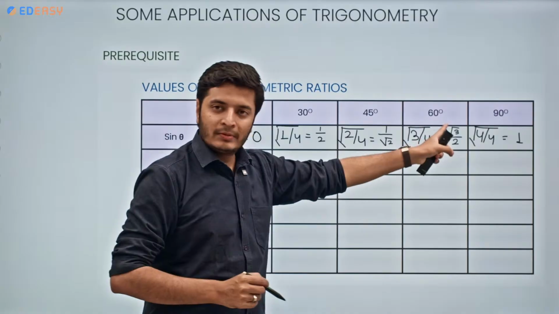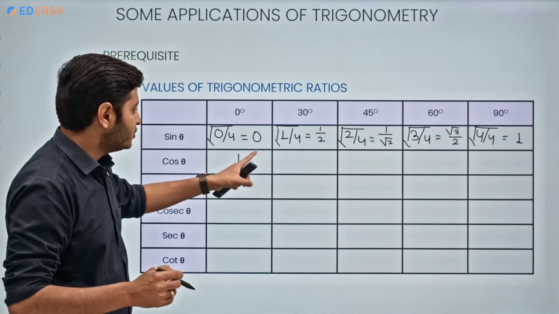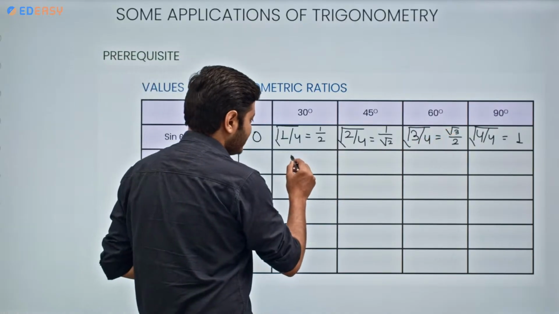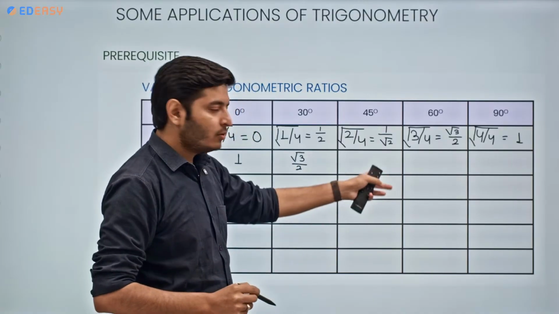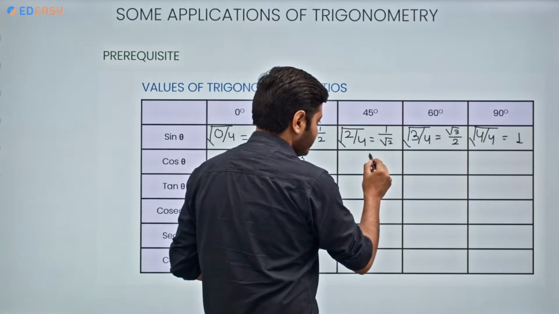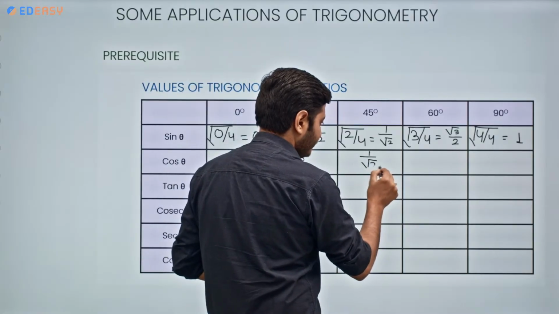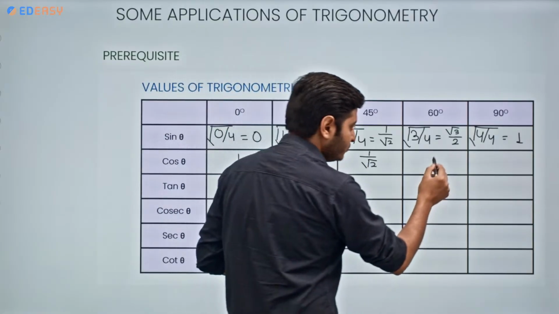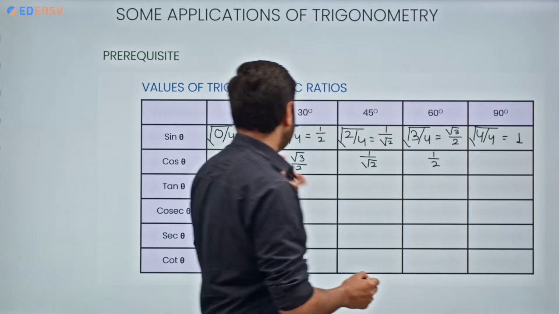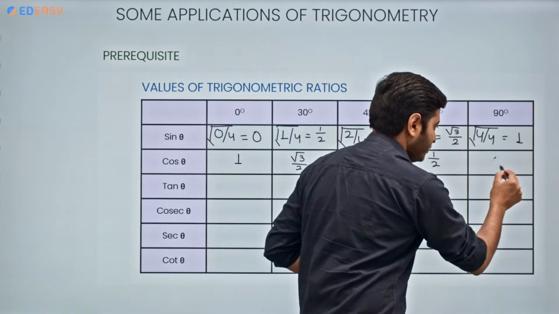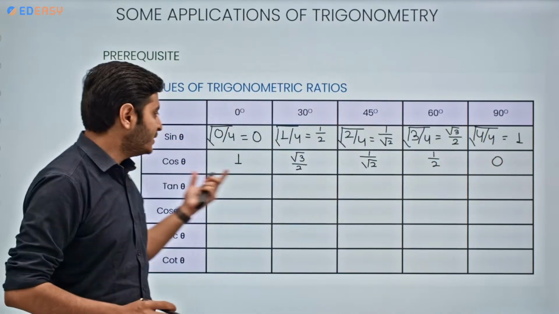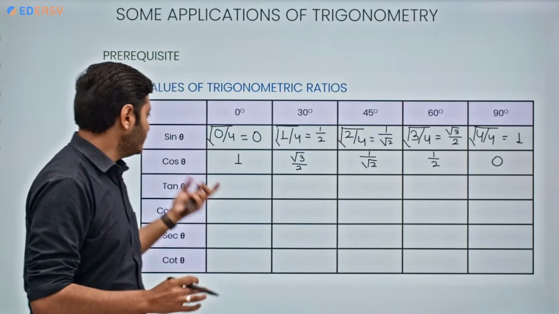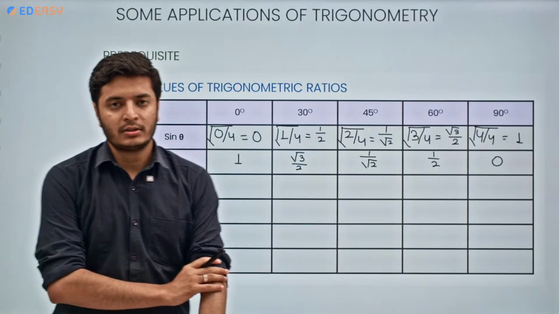Root 3 by 2 we are getting in the second last cell, so I will write it in the second cell of cos theta, root 3 by 2. 1 by root 2 and 1 by root 2 are in the same position. Then this 1 by 2, and then this 0 will come in the last cell. So we are just changing the order of the numbers, and then we are writing those values in the cos theta, correct?